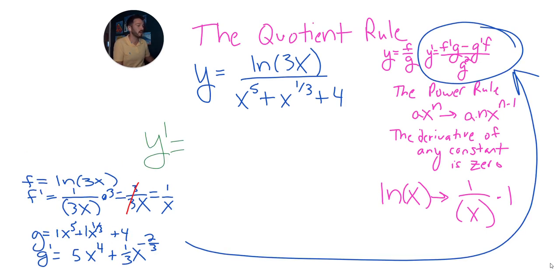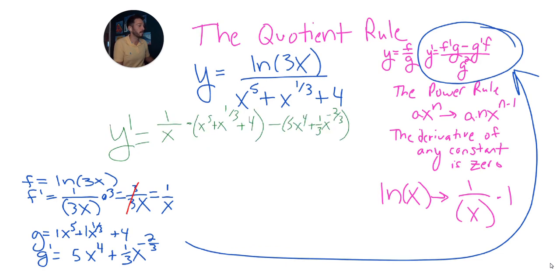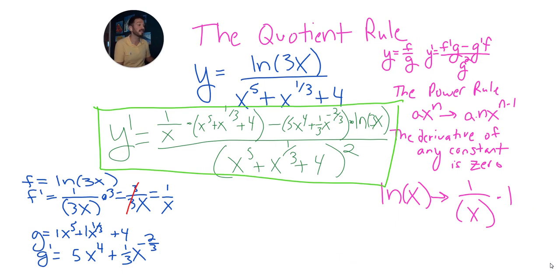So again, the derivative of the first times the second minus the derivative of the second times the first, all over the second squared. This is our answer.